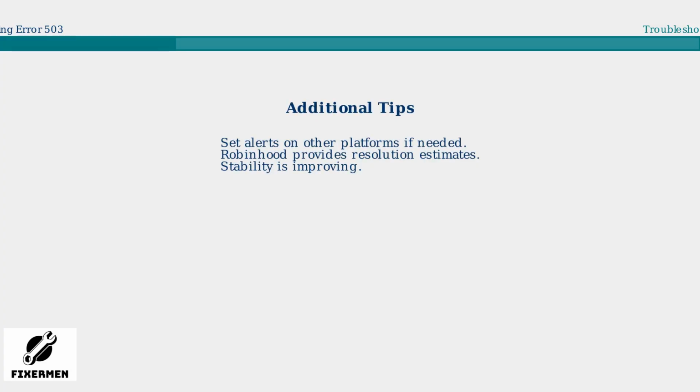Check Robinhood's social media or Downdetector to see if others are reporting similar issues, which would confirm a broader outage. While you wait, consider setting price alerts on other platforms if the market activity is critical. The good news is that Robinhood's error handling has improved, often providing estimated resolution times in pop-up notifications. Remember, Robinhood is working to improve stability and minimize these disruptions.